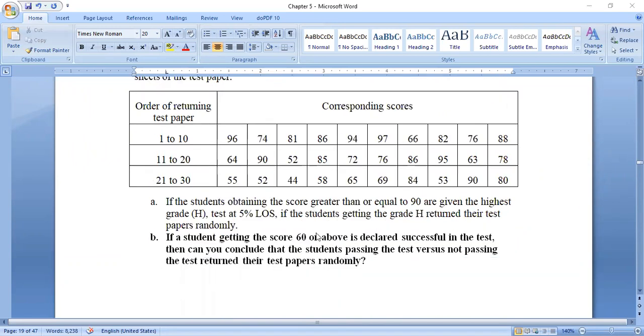In the first question, observe carefully. 96 is the highest number; simply give it the highest grade, H. Then 74 is the lowest grade, give L. Join H and L together and get the runs. This is one question. We have already seen a large sample question, so perform it in that way.